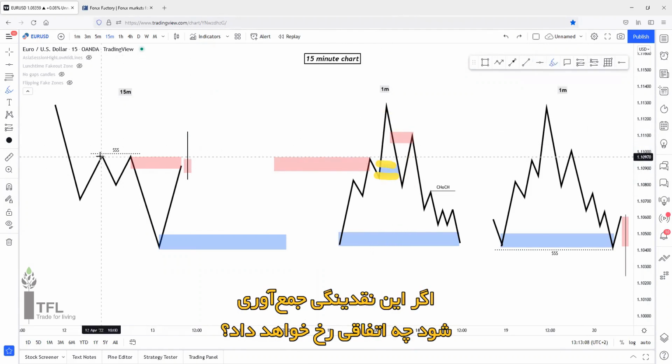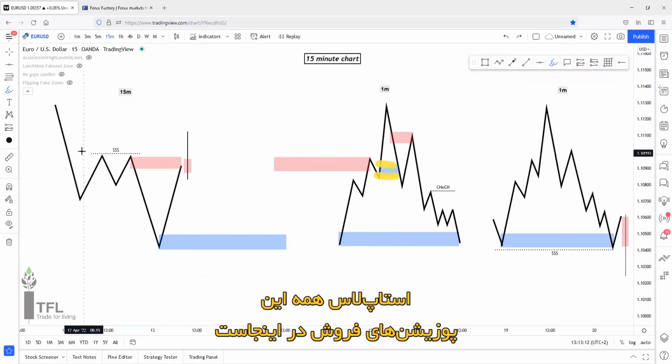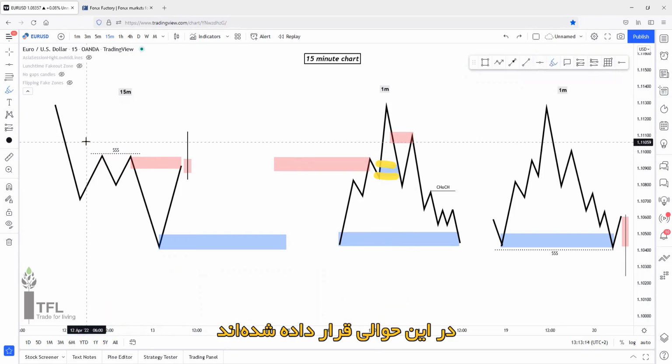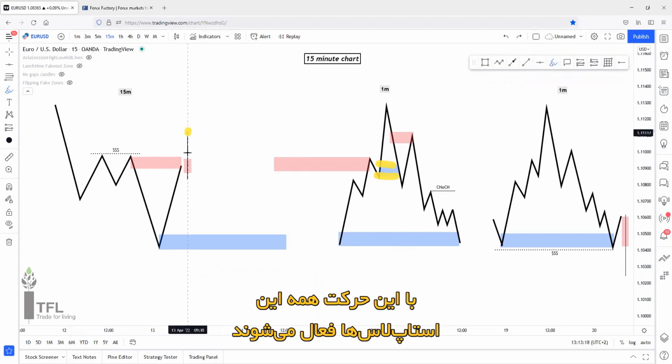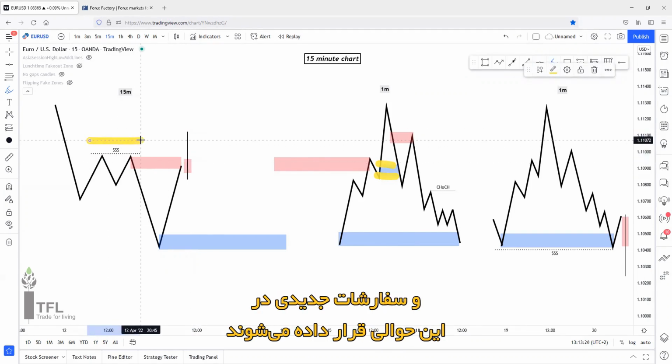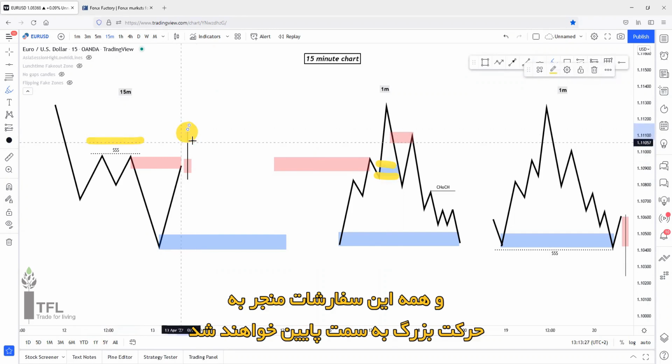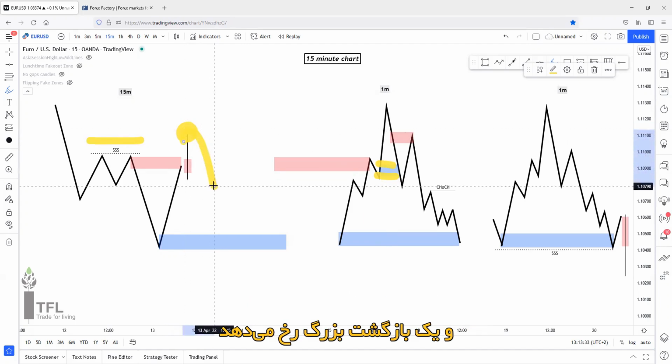Because if a liquidity is being swept, what happens? All of these short stop losses placed somewhere around here will be triggered with this movement, and new orders will be placed into the market somewhere around here. And all of these new orders placed right here will equal a big movement to the downside and a big reversal.